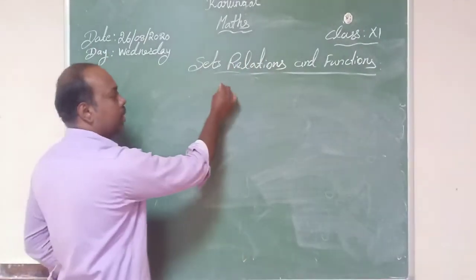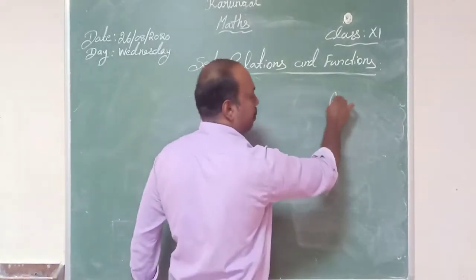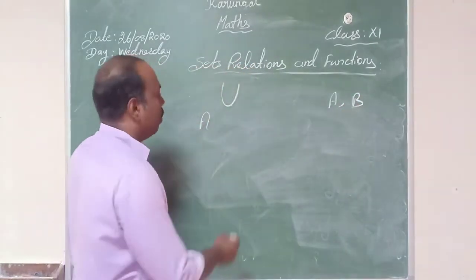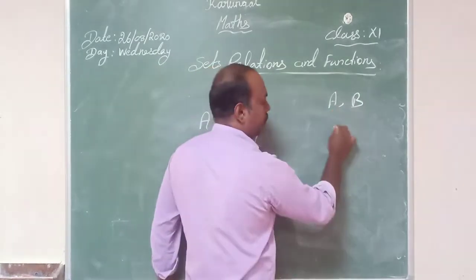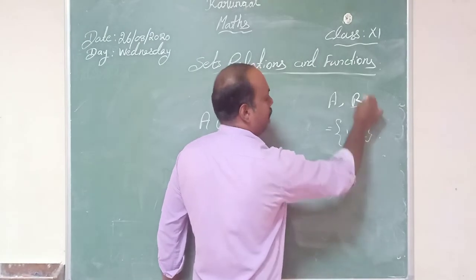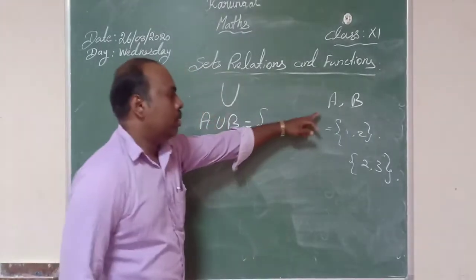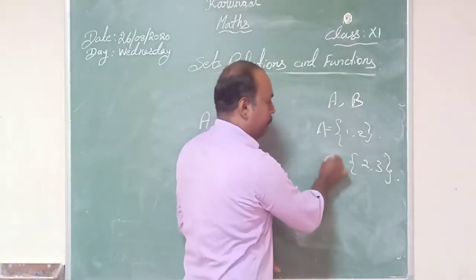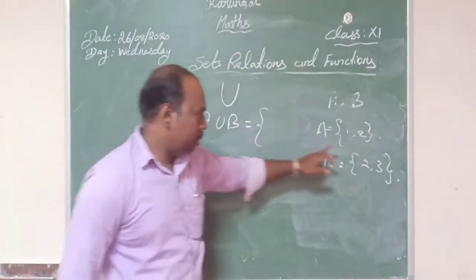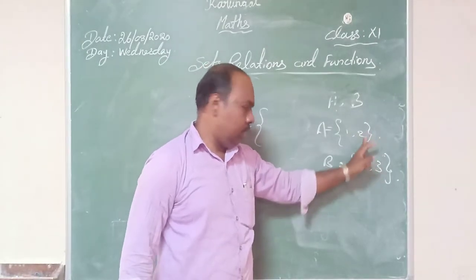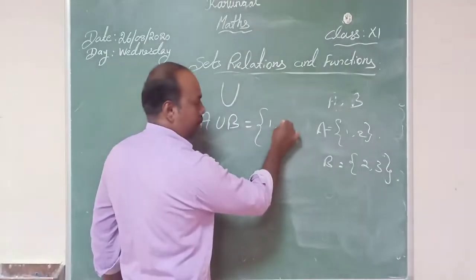Then we may study about union. The union symbol denotes like this. So A union B, two sets A and B. How do you say A union B? For example, A equal to, I am taking two elements, 1 comma 2. B equal to another two elements, 2 comma 3. How will you write A union B? All the elements together, am I right? 1, 2, 2, it is coming two times, so we can write 1, 2, 3. So A union B equal to 1 comma 2 comma 3.